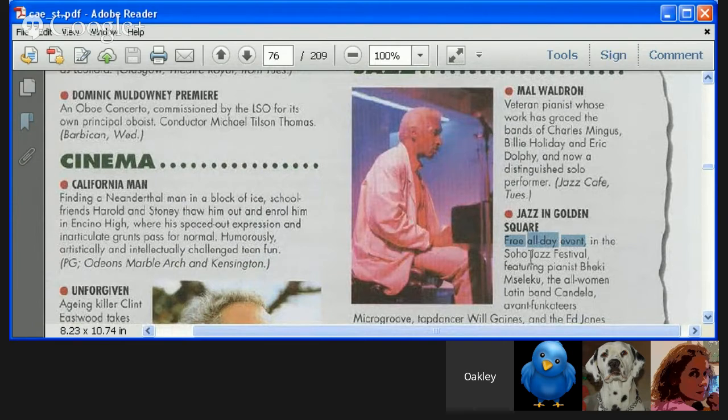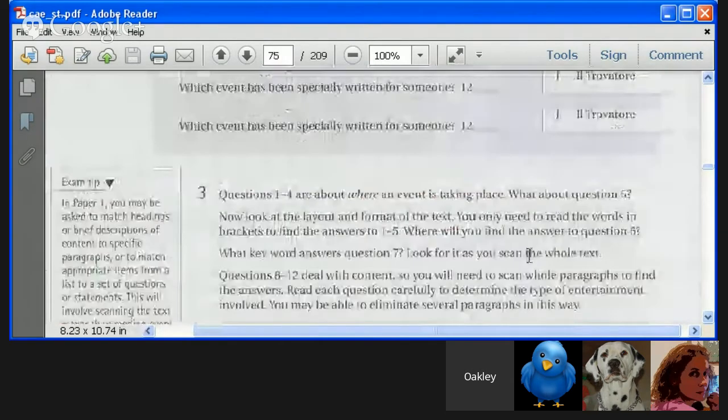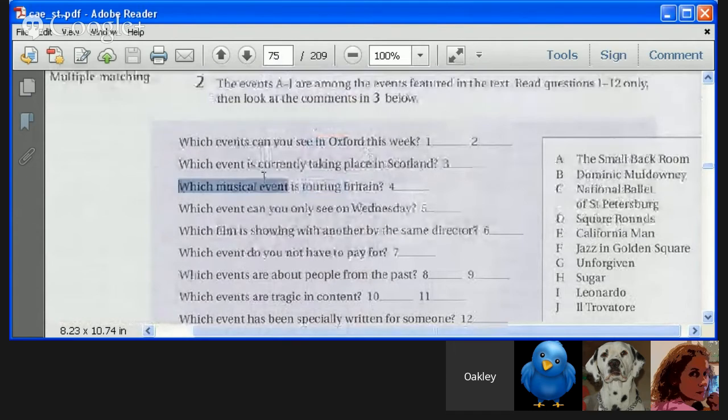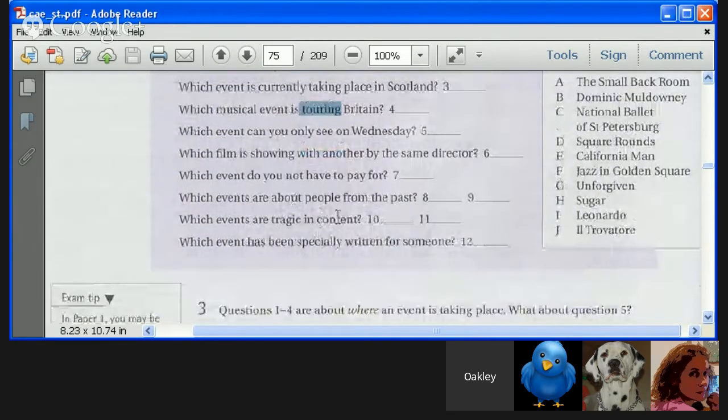Right. So, all right. They go from the very, very stupidly obvious scanning for keywords. Also figuring out what keyword in the third one, which musical event is touring Britain. If you look at Britain, then that's stupid. The whole article is about entertainment in Britain. So you would have to pick another keyword to scan for, like touring. You may have to know some other things.